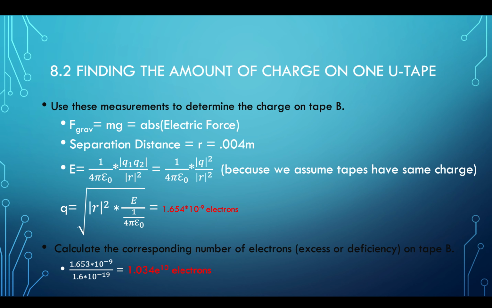In order to determine the amount of charge on one U-tape, I used Coulomb's law, also known as the electric force law. This law comes with a formula which is denoted by the E that you see here. I used separation distance as well as electric force to determine this. I manipulated the formula, and in order to find the Q, I did the math and it came out to 1.654 e to the negative 9 electrons. And in order to calculate the corresponding number of electrons or the excess on tape B, I used a ratio of calculated charge to the charge of an electron to determine this number.